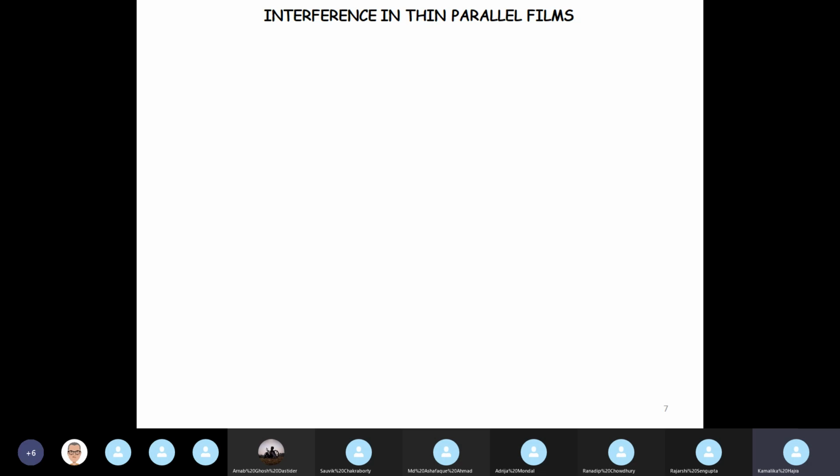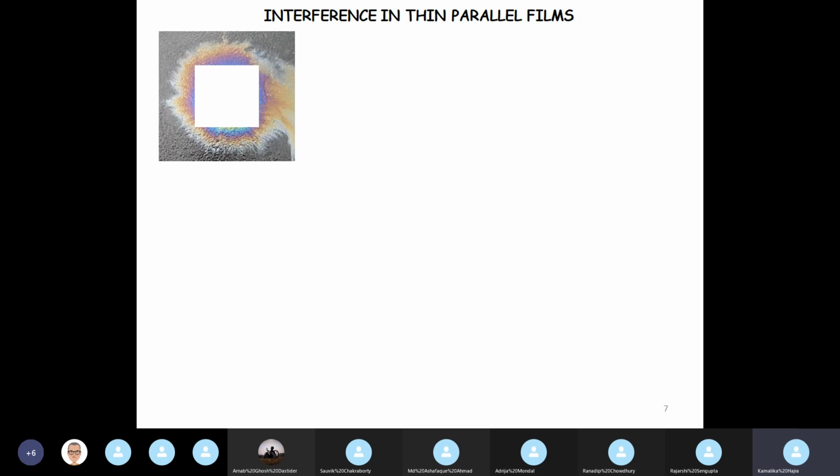Can you guess, or if you know, can you tell the class what phenomena we can see because of interference in thin parallel films? Does anybody know in the class? Tell me what this is. What is this picture? I'm showing a picture here. Can somebody tell me what this is a picture of?